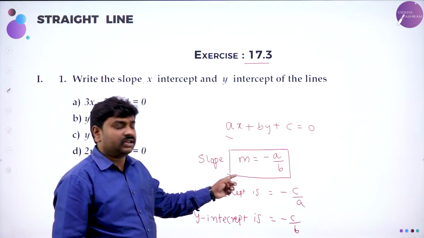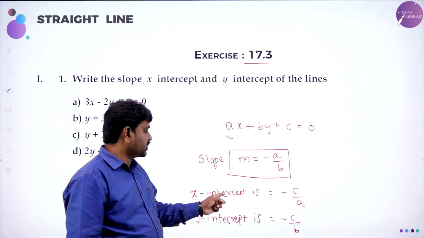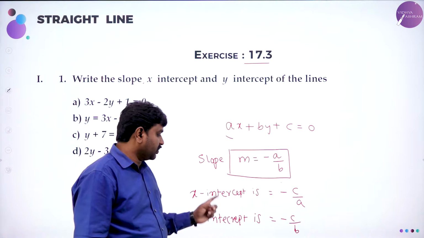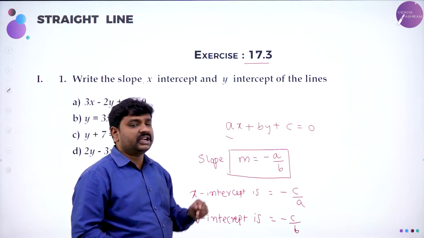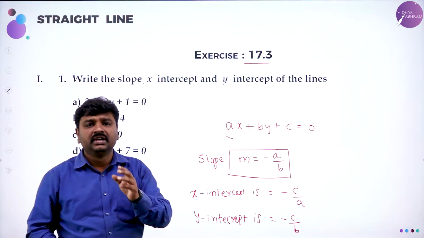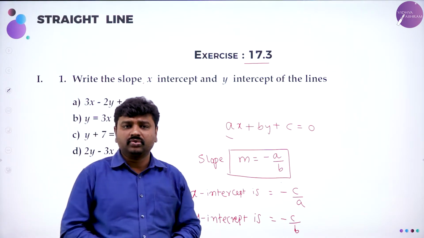What is the slope of the line? Minus a by b. What is x-intercept? Minus c by a. What is y-intercept? Minus c by b. And line always you write in general form. What is general form of line? Ax plus by plus c equal to 0.